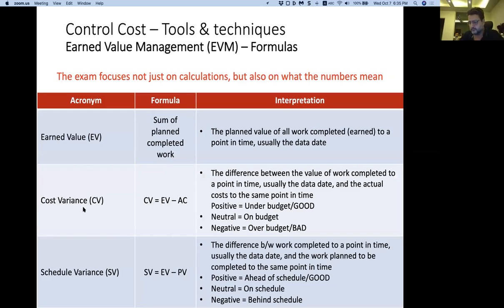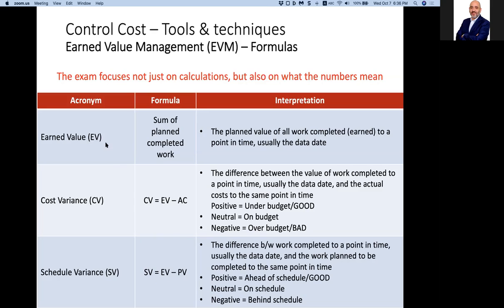Cost variance is the difference between the value of work completed at this point in time and the actual cost to the same point in time. If it is negative, it means bad, over budget, because the earned value is lower than the actual cost. Schedule variance is also earned value minus planned value at this point in time. It's the difference between the work completed and the work planned to be completed at the same point in time. If negative, it means behind schedule; if positive, ahead of schedule, which is good.